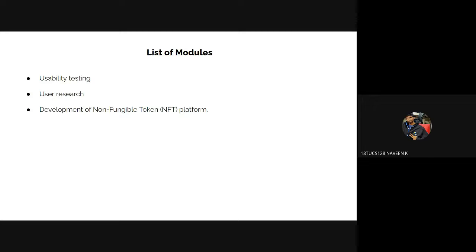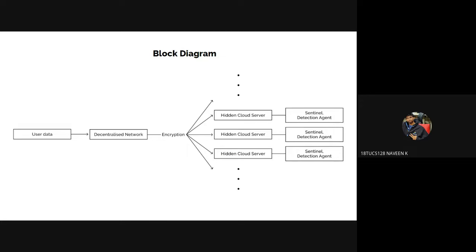Next, these are the list of modules: testing, research, and development of the platform. This is the block diagram. First, data enters into the decentralized network, which is the network that we have built. Then it goes into encryption, where we use AES 512, then it is divided into hidden cloud servers. The hidden cloud servers are nothing but server rooms. We have 32 server rooms around the globe.